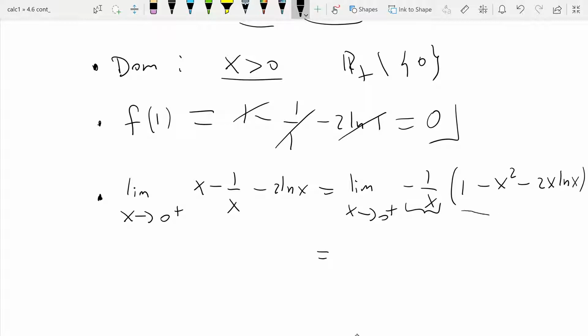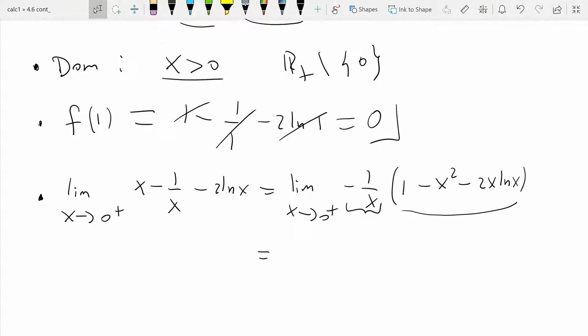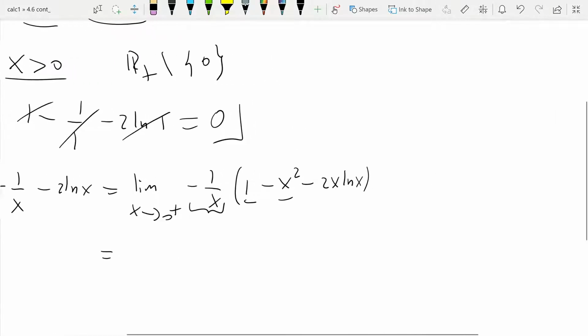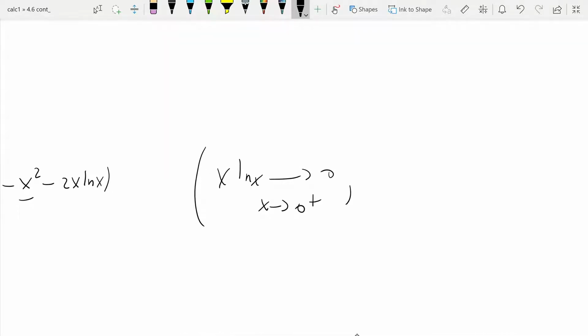Now what happens with the second expression here? It's becoming closer and closer to 1. 1 is 1. X squared is going to 0. And what about x times natural log of x? Let me write it over here. So x natural log of x goes to 0 as x approaches 0 plus. And this is a consequence of L'Hopital's rule.